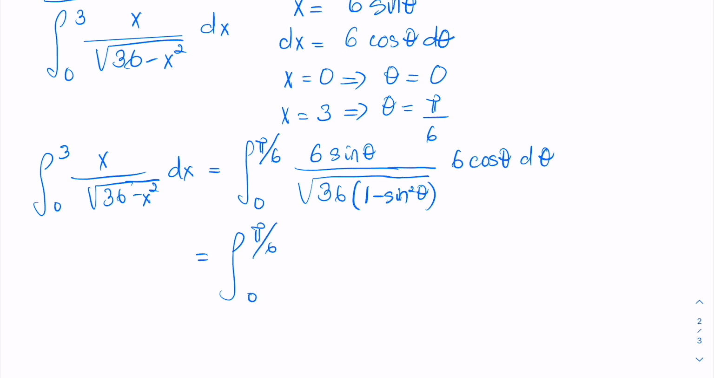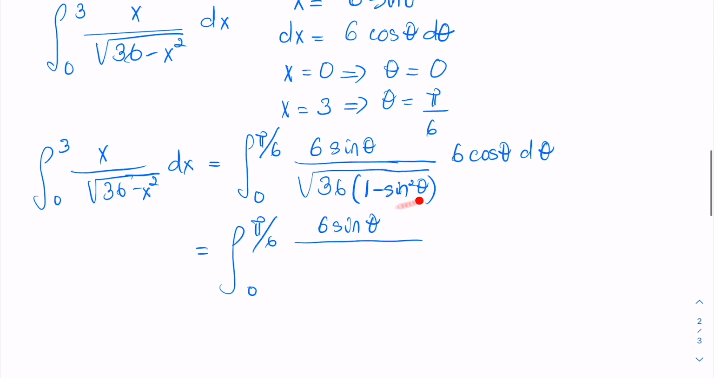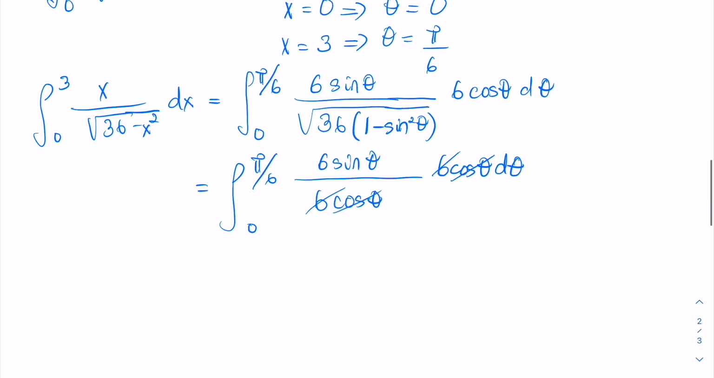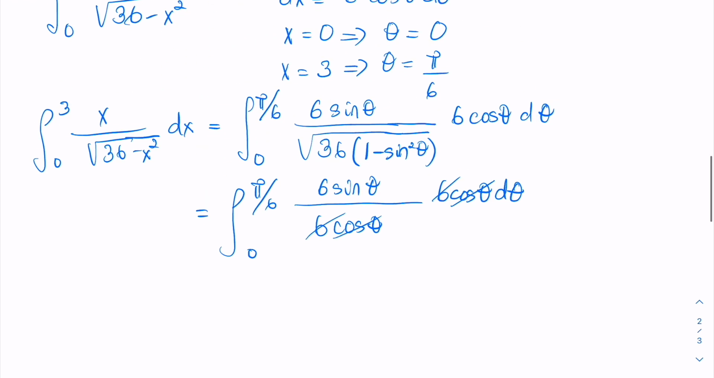So what I have here, on top, we have 6 sine theta. On the bottom, as you can see right here, 1 minus sine squared is going to be cosine squared. And then when you take the square root, we ended up with 6 cosine theta. And I have 6 cosine theta d theta. So what we have, you can take out the 6.